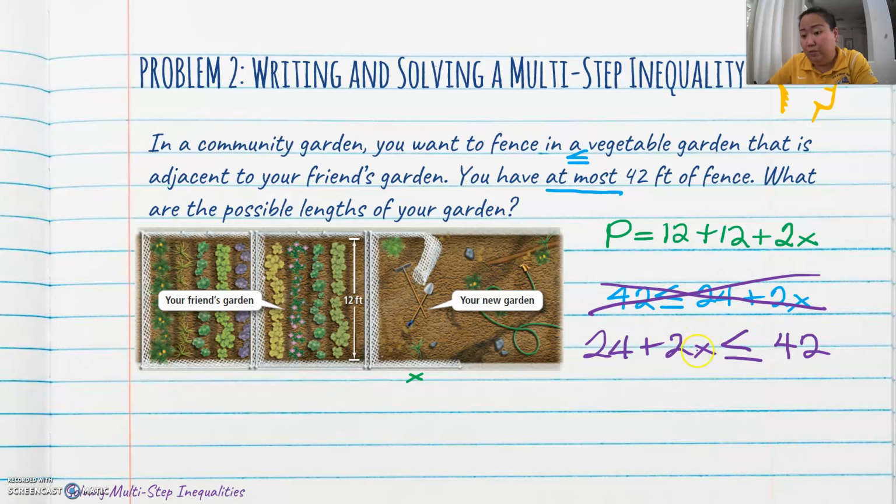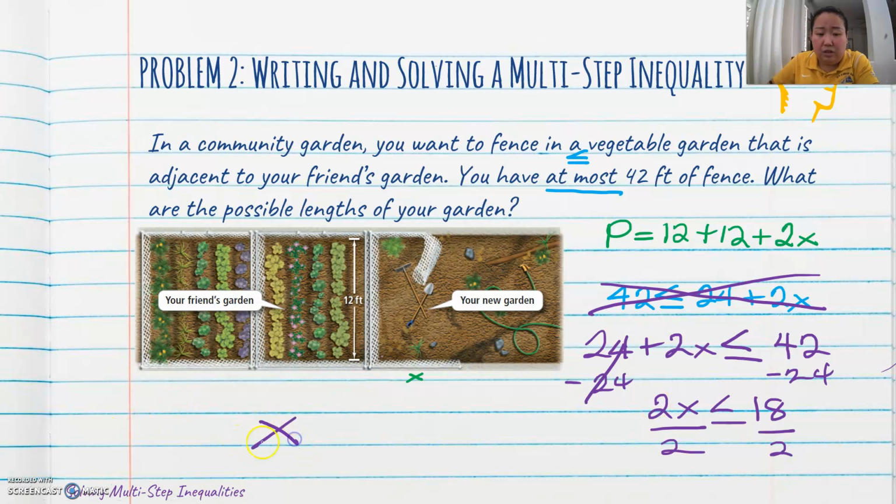So if you are going to solve for the length, which is x, what we do here is we subtract by 24, and you will have 2x is now less than or equal to 42 minus 24, which is 18, and you divide by 2 on both sides, okay? And so the x, the length, should be less than or equal to 9, so that you can use the 42 feet of fencing that is available, okay?